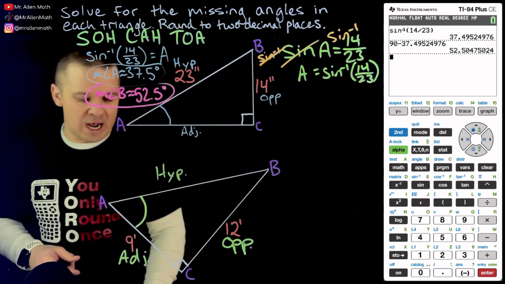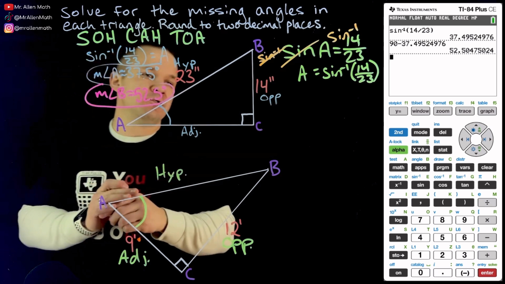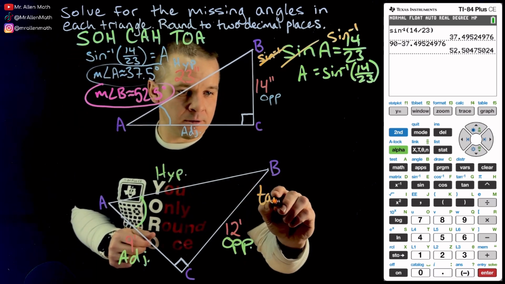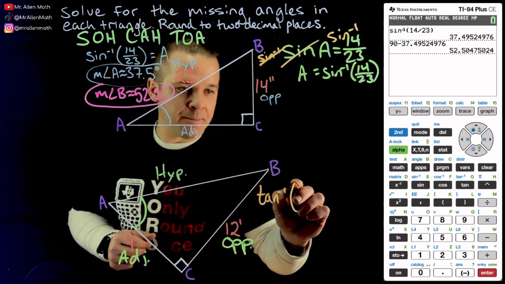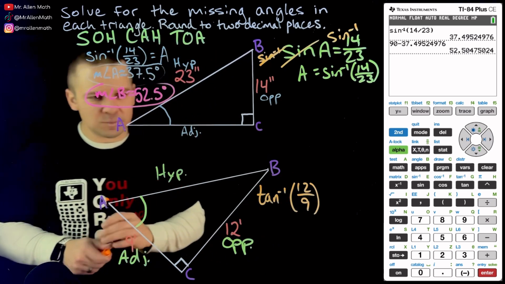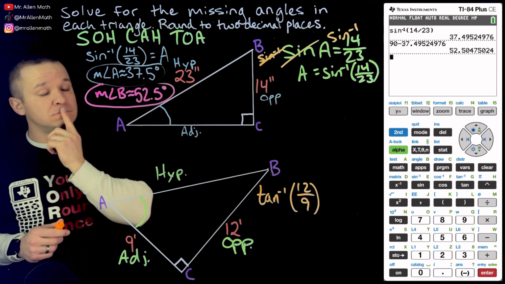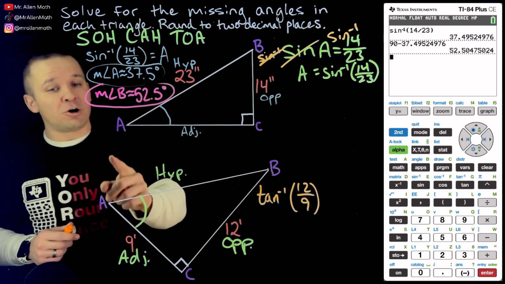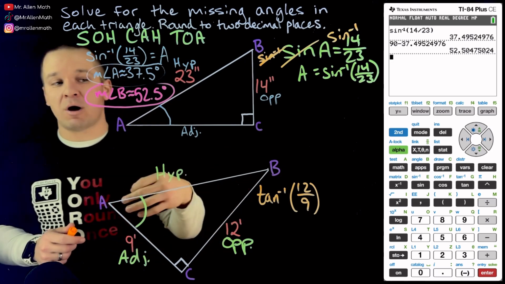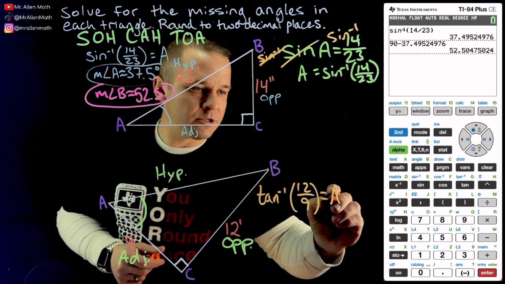Which trig function should I use? Tangent. Yes. If you said tangent, you were absolutely correct. We're going to do the tangent inverse of my opposite, which is 12, over my adjacent, which is 9. Any prediction as to which of these two angles is going to be larger than the other? Across from the larger side is going to be the larger angle. Across from the smaller side is going to be the smaller angle. So A should end up being a larger angle. And this is going to equal angle A.